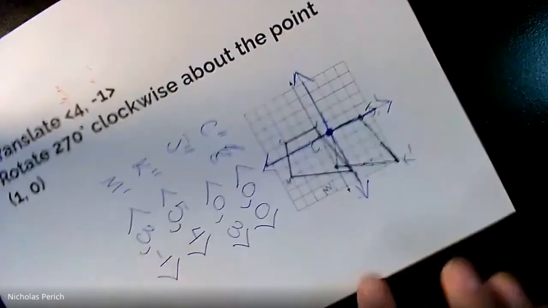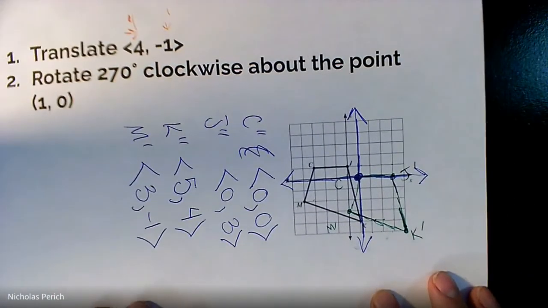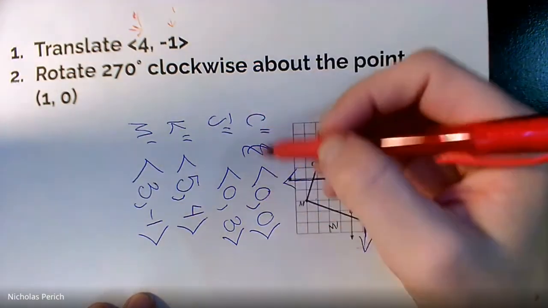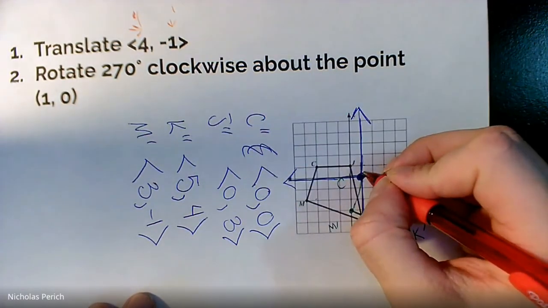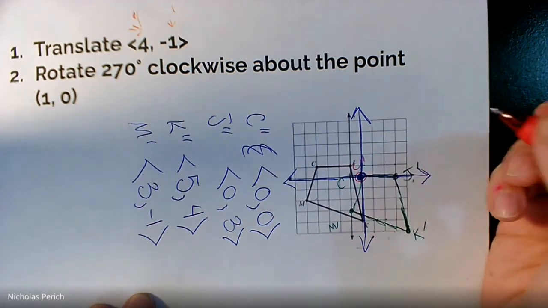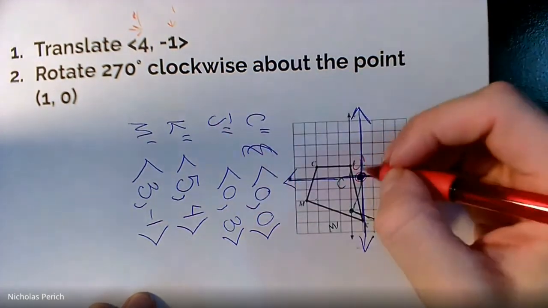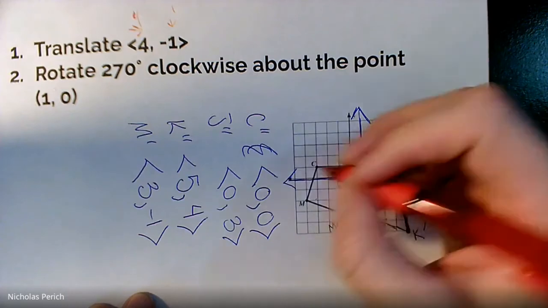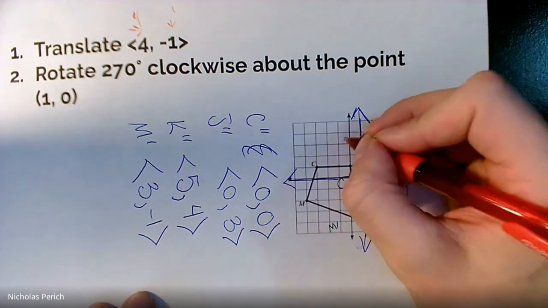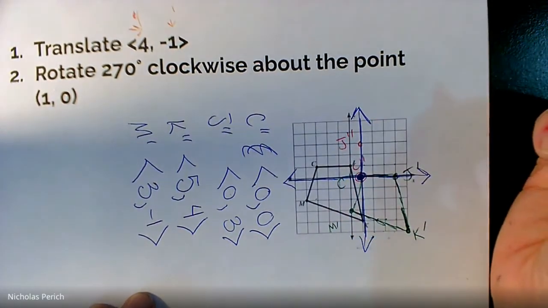Now fix it. The way I get to C prime is I go to my point of rotation and I don't move. So there's C double prime right there. The way I get to J double prime is I go to my point of rotation and I don't move, go up 3. So 1, 2, 3, J double prime.